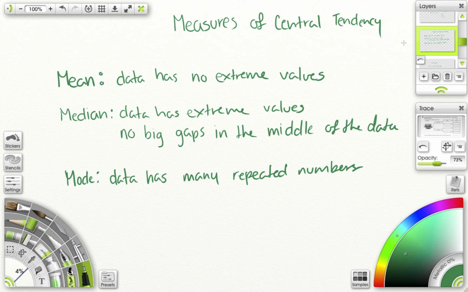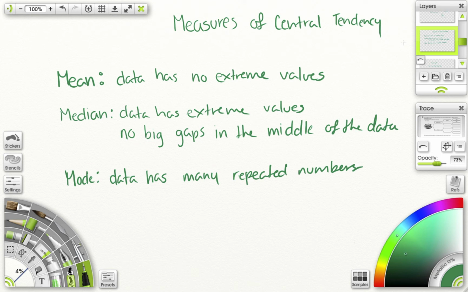How to recognize which one to use. If you have a set of data, you need to figure out which one would be best, mean, median, or mode, that would make sense. Mean is used when the data has no extreme values, as in if I have 5 numbers and they're all relatively close to each other, with no huge jump from one number to the other, I would use mean.